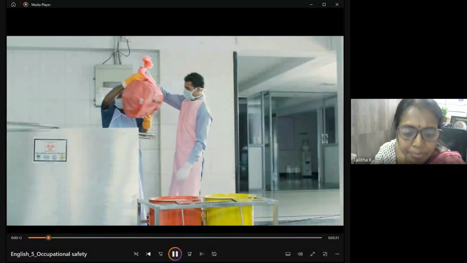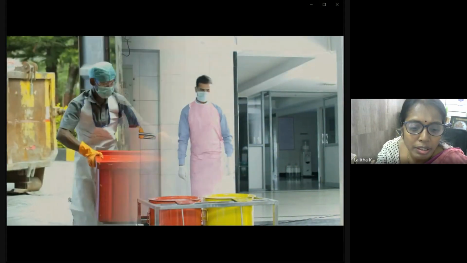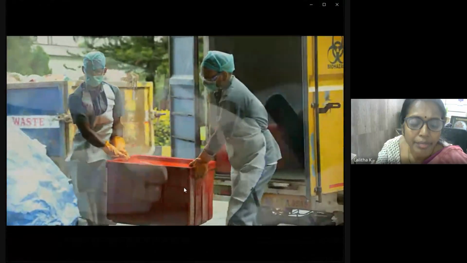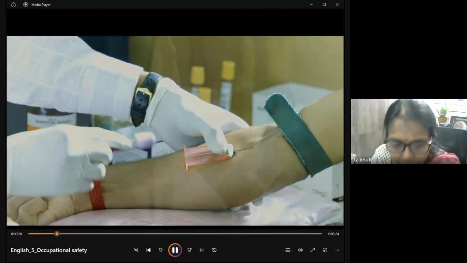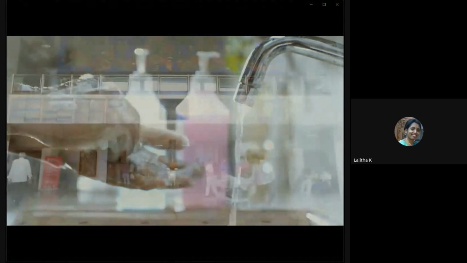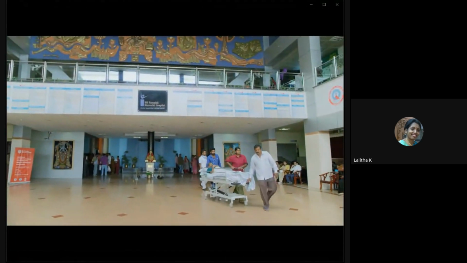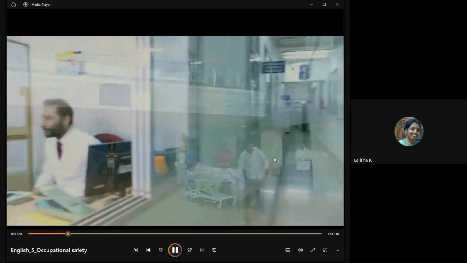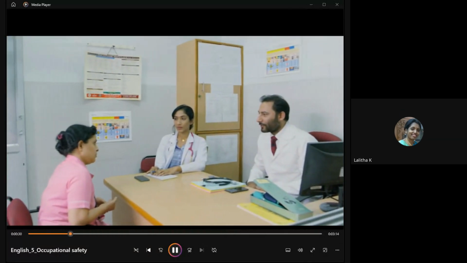One minute occupational safety. Healthcare personnel and workers handling waste may encounter hazards and infection risks as a result of their occupation. It is therefore necessary to prevent and control these risks. All healthcare facilities have a responsibility to ensure the occupational safety of healthcare personnel.